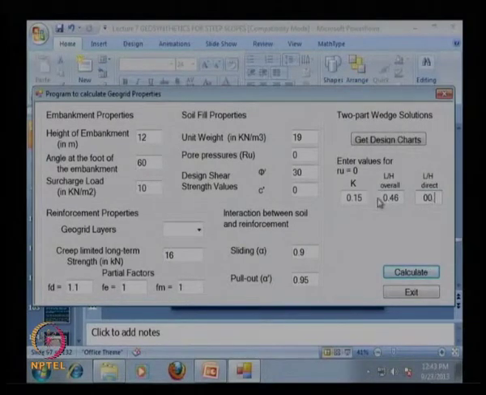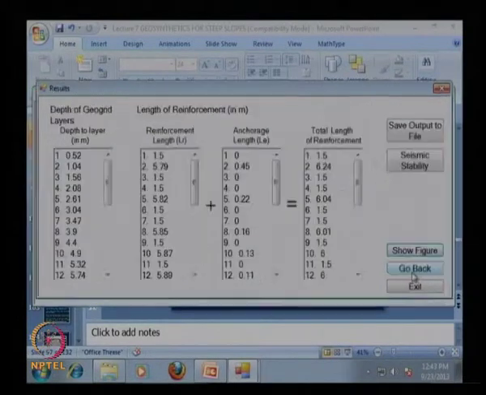And then L R by H direct sliding 0.48. So, 0.48. You substitute these values and you can calculate. You will obtain the depth of the geogrid layer. Here you can obtain the reinforcement length, and you can also have the anchorage length here. So you can calculate what will be the total length of the reinforcement. So this is the total length of the reinforcement.